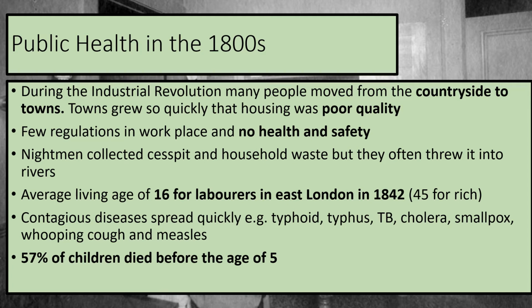Now, these towns grew really quickly, and as a result of that, the housing was really poor quality. But there's also other reasons why it's poor quality, and that is because the population grows massively. In about 100 years, it almost quadruples. So all of a sudden, we've got this expanding population and nowhere for them to live.